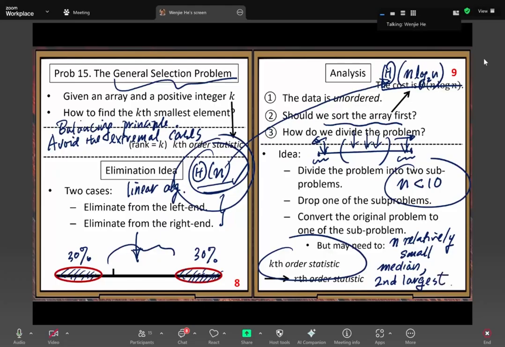Second largest, okay? Largest, smallest, we have a simple formula. But for second largest, second smallest, we also have a formula, but you need to do more work. So I will talk about that later.